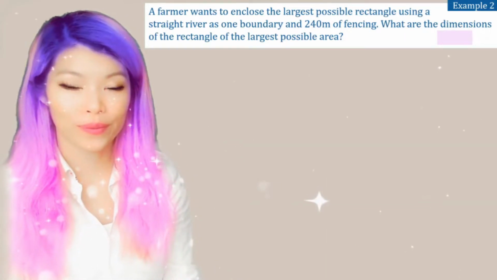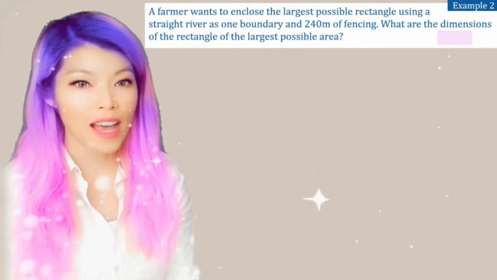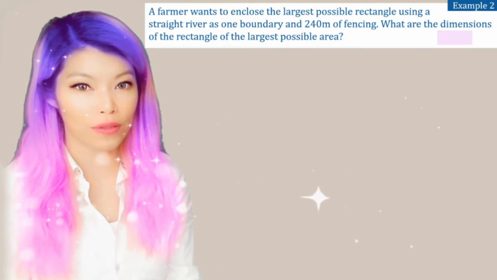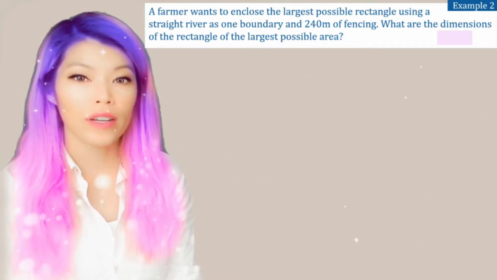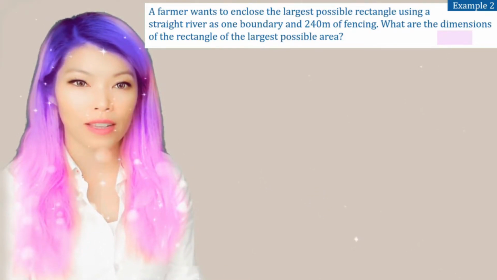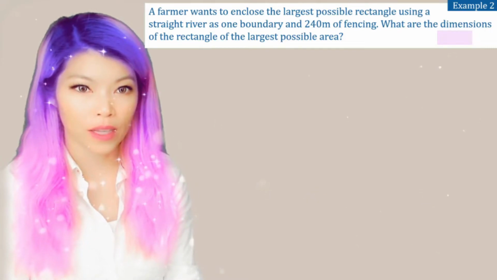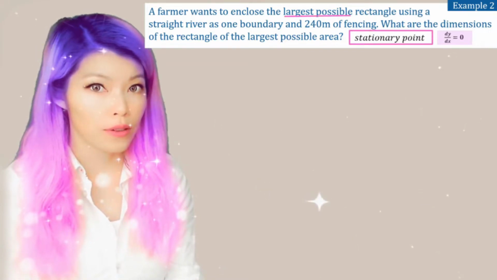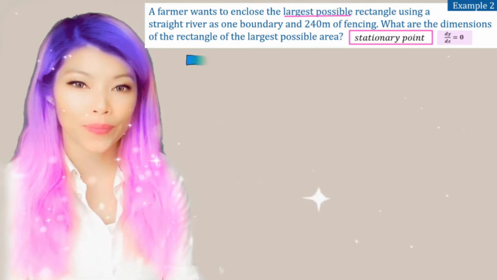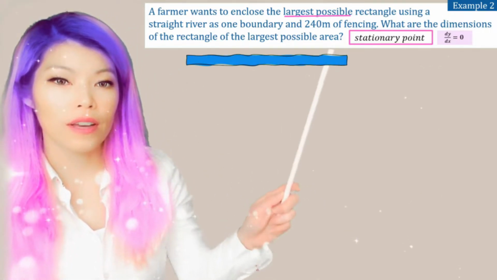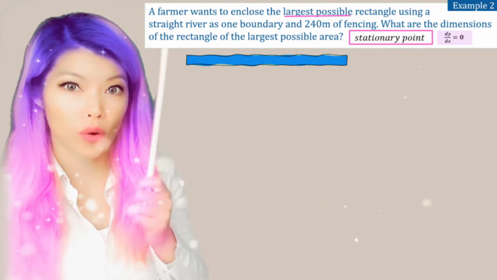Example 2. A farmer wants to enclose the largest possible rectangle using a straight river as one boundary and 240 meters of fencing. What are the dimensions of the rectangle of the largest possible area? So again, largest possible area means stationary point, and we're looking at when the gradient is 0. So here we have the river. Let's draw it out so we can understand the question better.